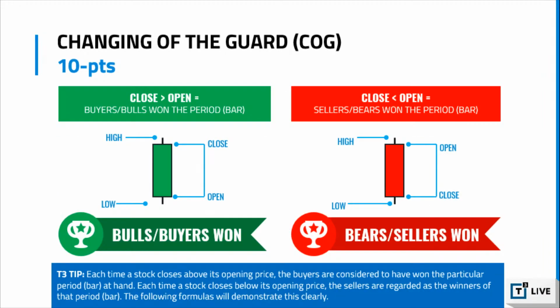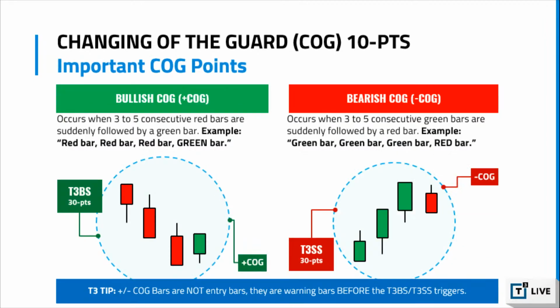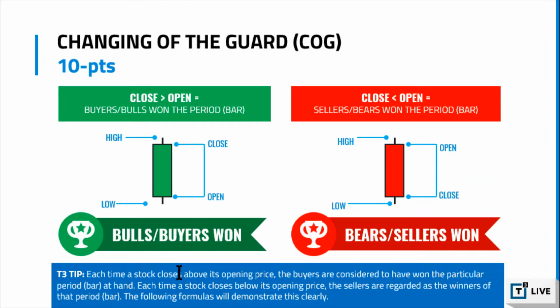You might remember the slides from earlier. We said that each time a stock closes above its opening price, the buyers are considered to have won that particular bar or battle. Each time a stock closes below where it opened, the sellers are regarded as the winners of that bar. So the following formulas will demonstrate. The formula is, if the close is above the open, the buyers are the winners of that battle, of that bar. Okay? It's all about supply and demand.